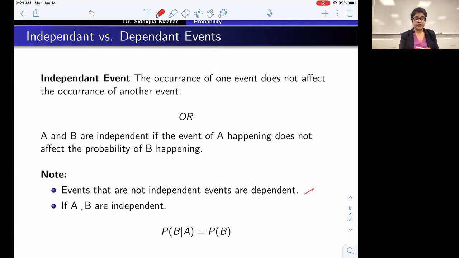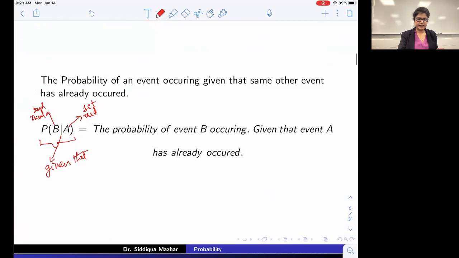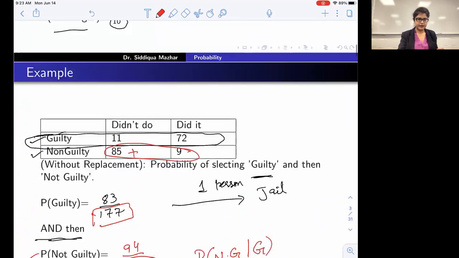So another thing. If you have independent events, like in our first example, I'm going back again to this slide.